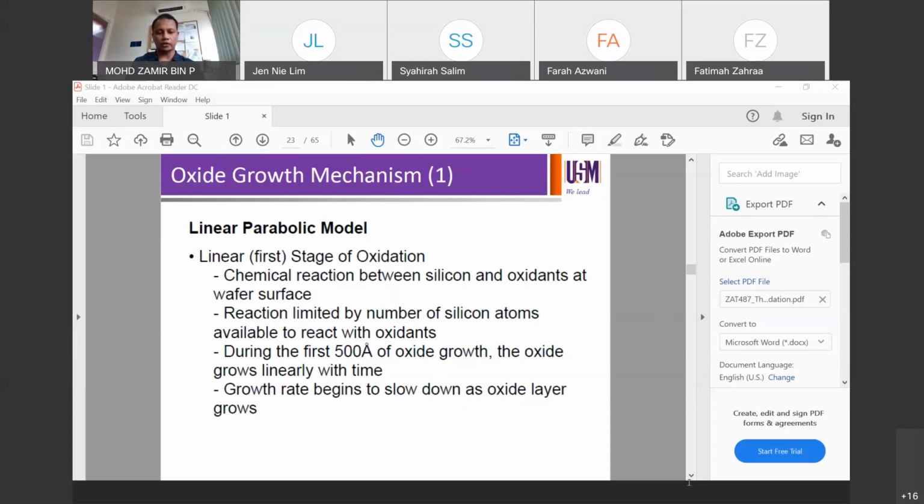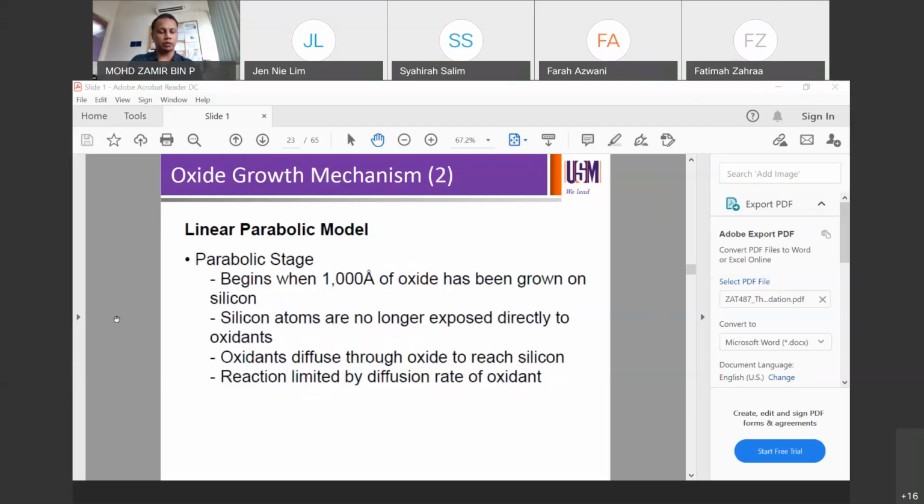So the moment you have thicker oxide, to be specific, somewhere 50 nano or more, we're going to see a slower rate of growth of the oxide. So the first 50 is linear and the next one is no longer linear. The parabolic stage is the second stage, if you plot linear versus parabolic. So it begins when 100 nanometer of oxide has been grown on silicon. Well, you can argue it's 50 or 100.